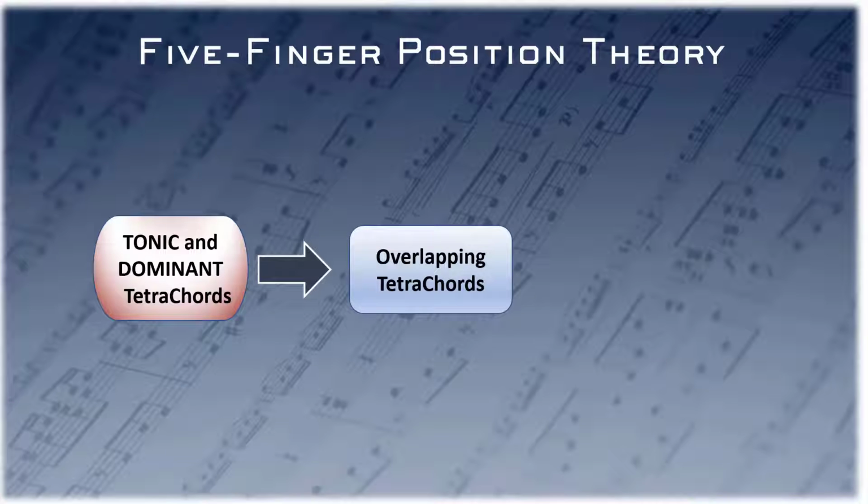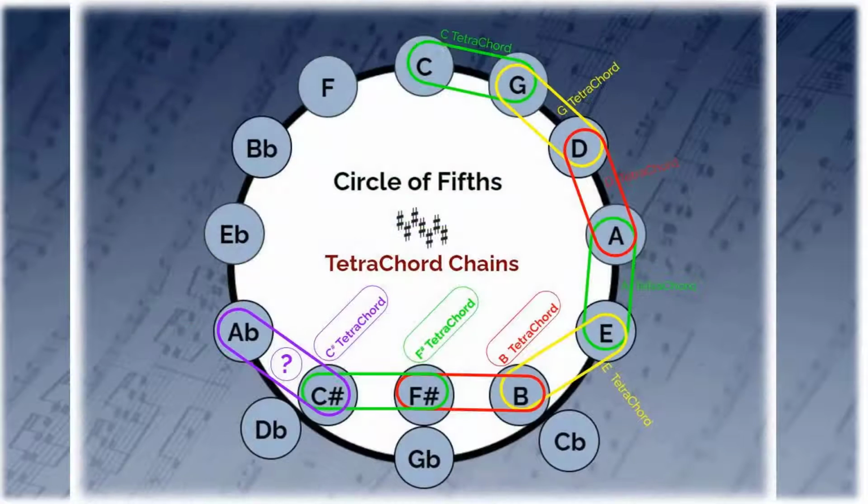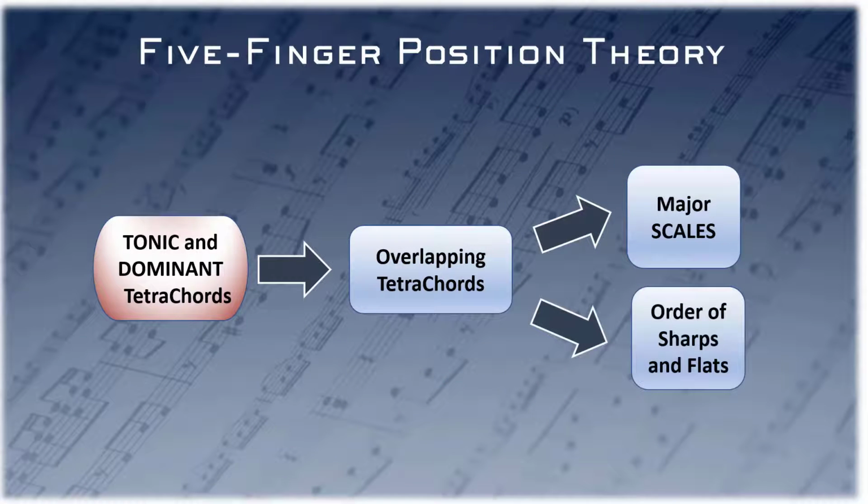Overlapping tetrachords create major scales, as our Boom deck illustrates with tetrachord chains. The green tetrachord chain at the top is a C tetrachord on tonic and a G tetrachord on dominant. This creates the C scale. In the yellow tetrachord chain, the G becomes the tonic tetrachord, and the D is the dominant tetrachord overlapping, and we have a G scale, which produces an F sharp. And thus begins the order of sharps evolution with overlapping tetrachords around a circle.